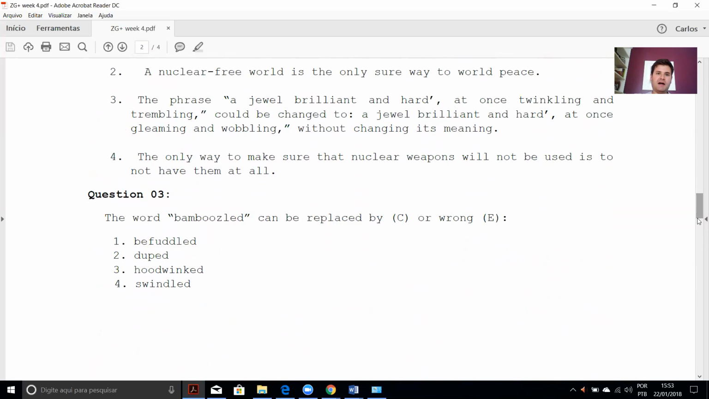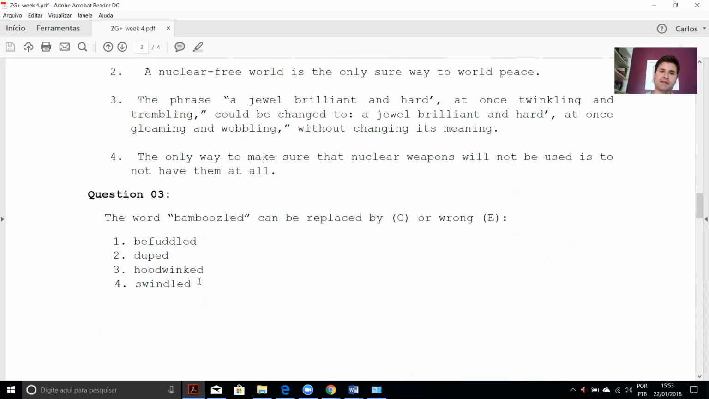All right. In this one, I gave you 4 different synonyms of bamboozle, so you can actually learn and memorize them as well, because this is a word you can use in the second phase as well, bamboozled. And here are some synonyms that you can also use. So all of them are correct. The word befuddled, the word duped, the word hoodwinked, and the word swindled. All of them mean you were tricked in some way.